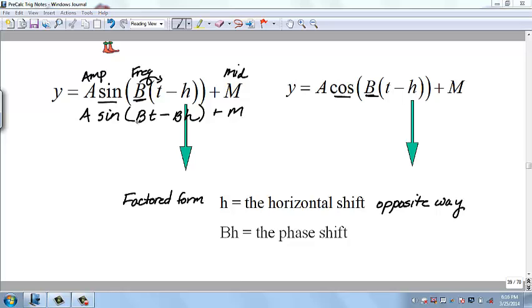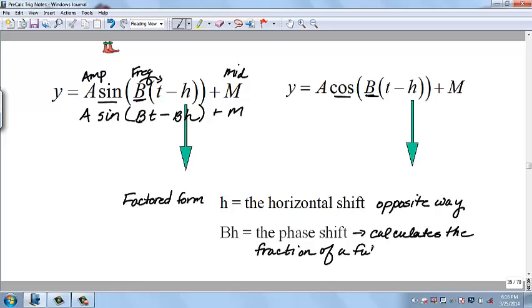If it's like that and the frequency is not factored out, see how it's multiplied through, then the BH is considered the phase shift. What the phase shift is, it basically calculates the fraction of a full period that the curve has shifted.